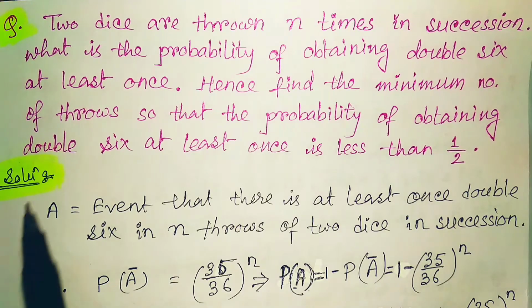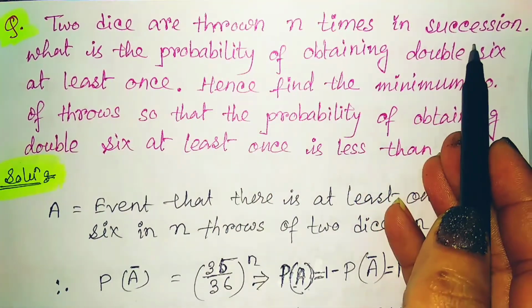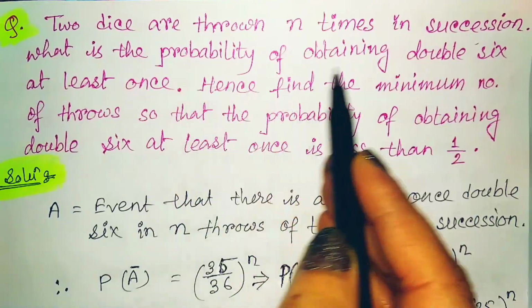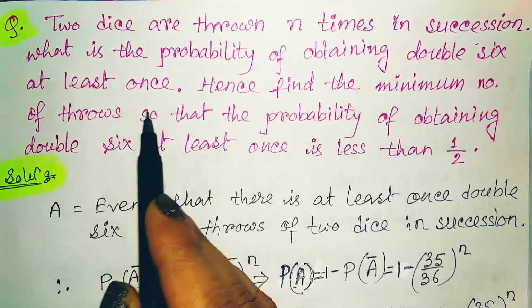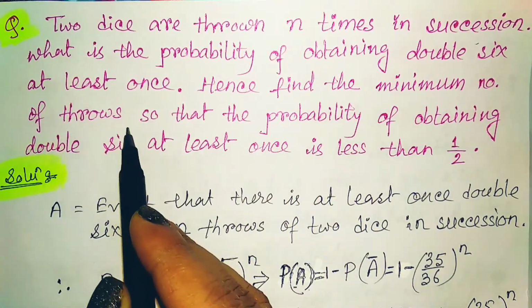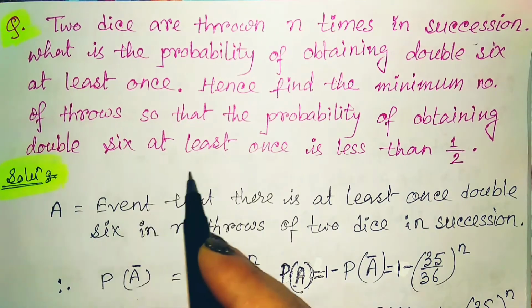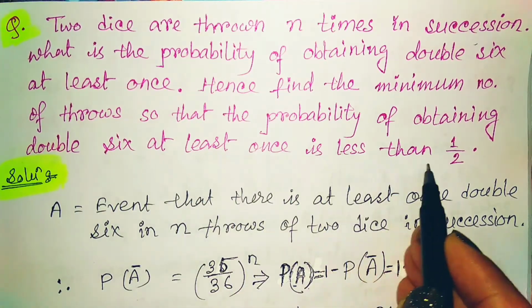Now it is the problem on dice. Two dice are thrown n times in succession. What is the probability of obtaining double 6 at least once? Hence, find the minimum number of throws so that the probability of obtaining double 6 at least once is greater than 1 by 2.